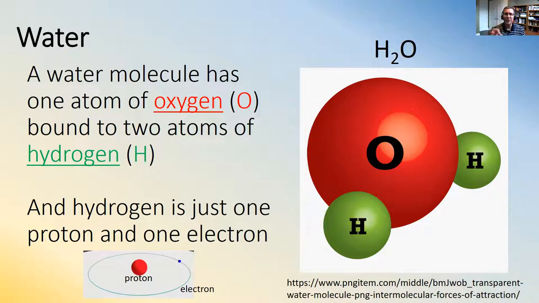Hydrogen is the simplest, most abundant atom in the entire universe, and it's composed of just one proton and one electron. If you want to think of it, it's not a great picture, but it's kind of like a planetary system where the proton is the nucleus of the hydrogen atom, and it's big, and it sits in the middle, and the electron is a smaller thing in orbit around the proton. It is the simplest atom in the universe, and every hydrogen atom looks just like that, one proton and one electron.